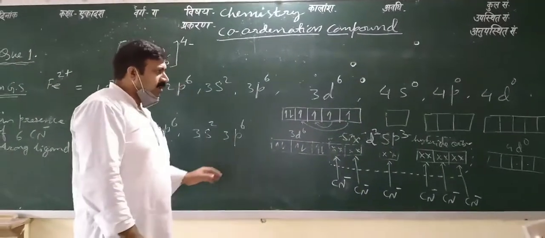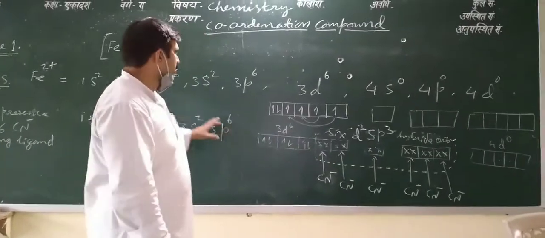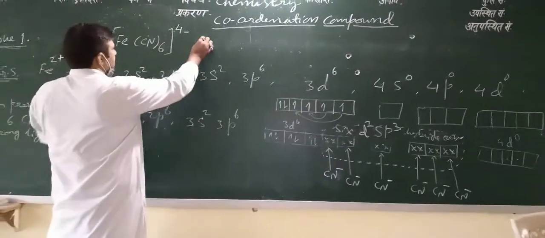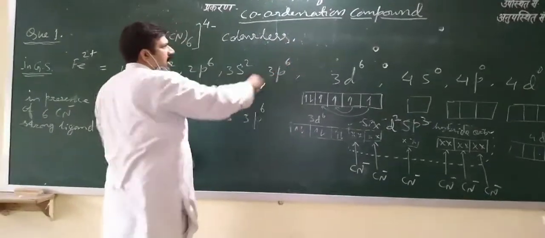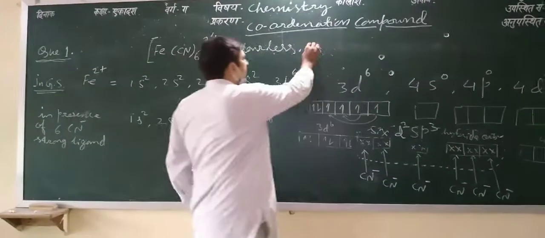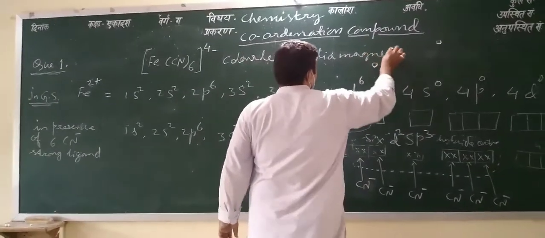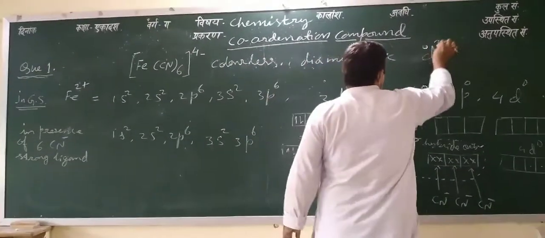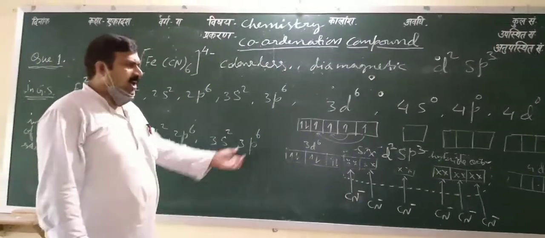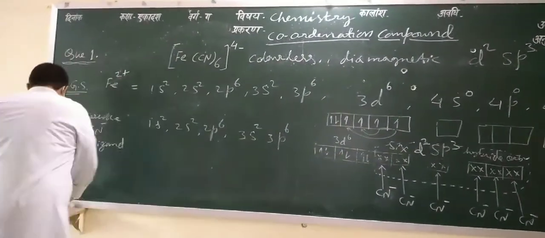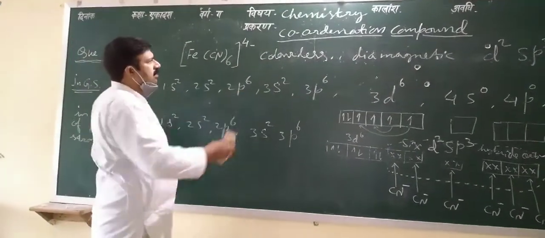The third thing is, due to the absence of unpaired electrons, it is colorless. So it is colorless, inner orbital and diamagnetic because it is d2sp3.